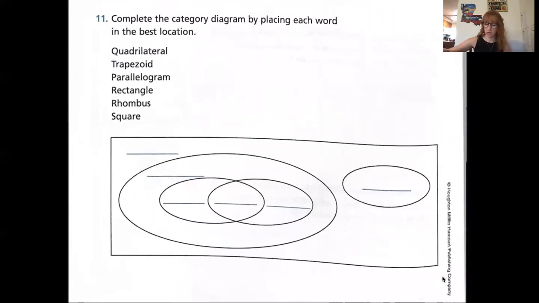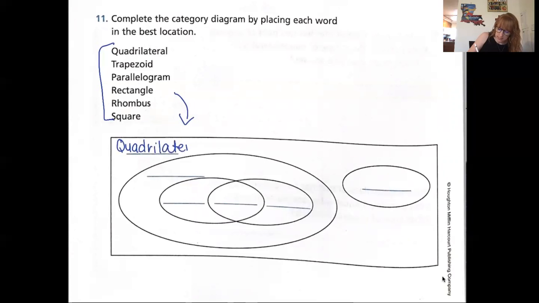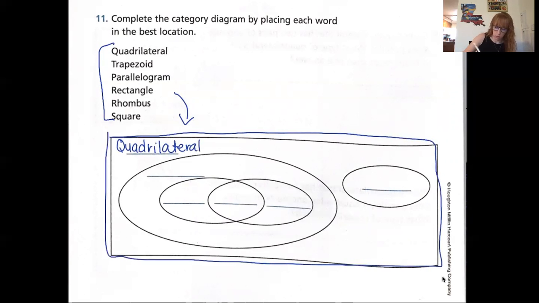Now for number 11, we're using all of these words here and putting them into our little chart to help us remember what's what and what's important to having quadrilaterals. So first we're going to look at what all of these shapes are, and they are all quadrilaterals. So we're going to put quadrilateral here because inside this box are all quadrilaterals. They're all 4-sided shapes. Now, we'll check this one off.